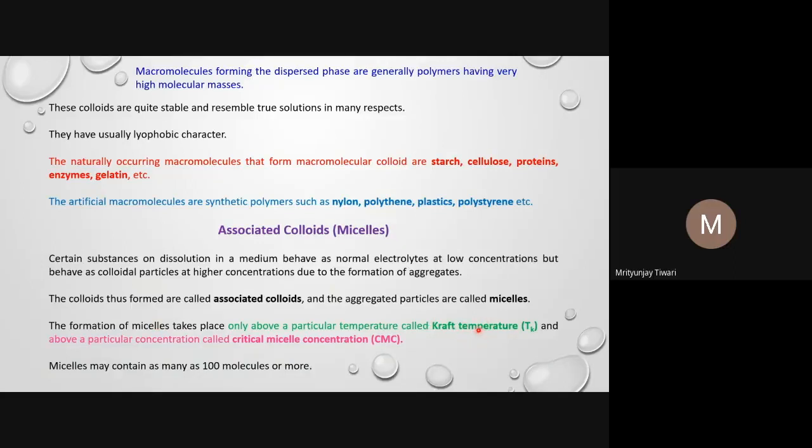So this is the threshold temperature above which the micelle formation takes place, and this micelle formation also depends on the concentration. As I said, above a particular threshold concentration, only then the micelle formation starts, and that concentration is called critical micelle concentration, CMC in short. CMC, critical micelle concentration. So the formation of micelles takes place above a particular concentration, which is called the critical micelle concentration, or CMC. So these micelles may contain as many as 100 molecules or more.